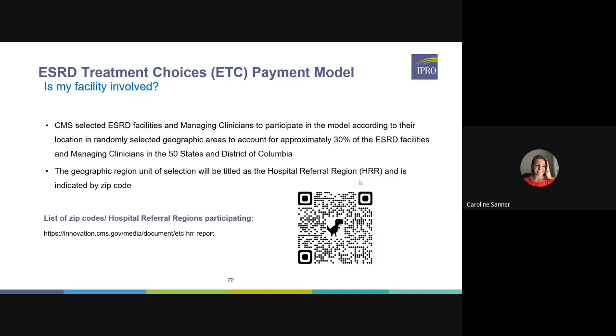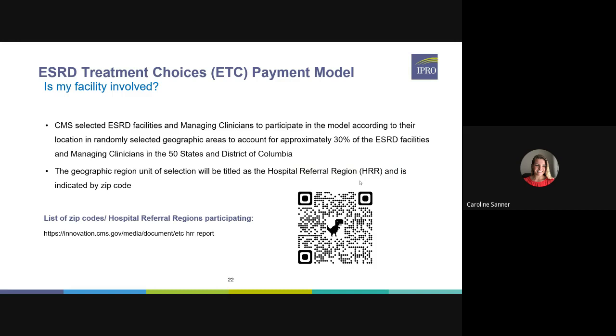They were selected according to the facility and clinician location in randomly selected geographic areas. The idea was they were going to randomly select facilities and managing clinicians, and the areas that they selected would account for approximately 30% of the ESRD facilities and managing clinicians across all 50 states and DC. The geographic region unit of selection is called the hospital referral region and is indicated by zip code.